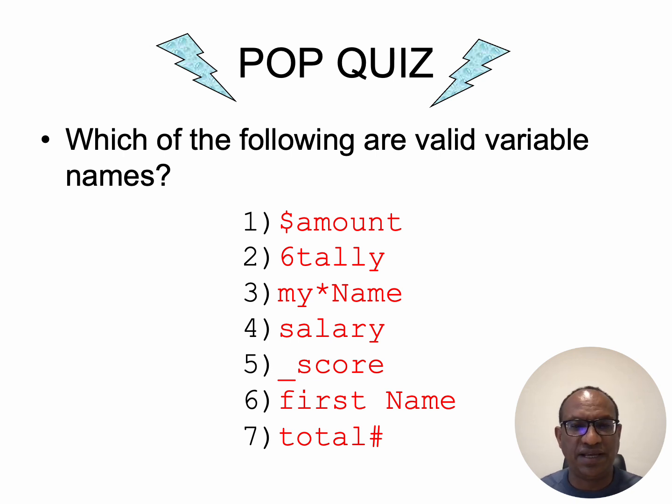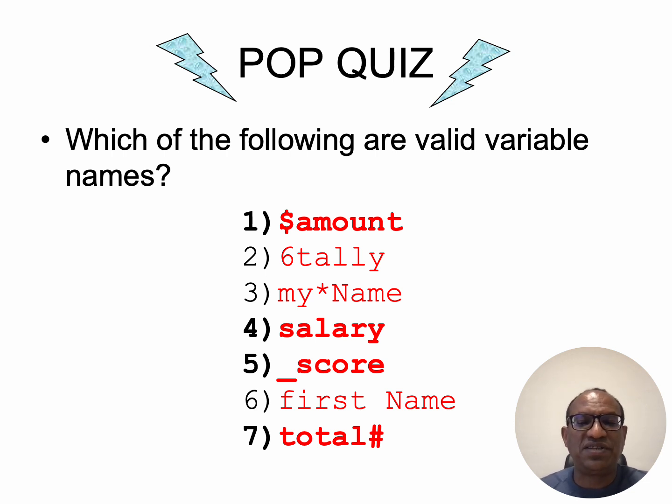Let's test our understanding. Hint: variable names cannot start with a number or contain spaces or special characters. As you see, the first one is correct because it starts with a dollar sign, which is allowed, and the rest are letters. The second one is wrong because an identifier cannot start with a number. The third one, my*name, looks as if it's multiplying a variable my with a name variable. So asterisk is not allowed in an identifier.